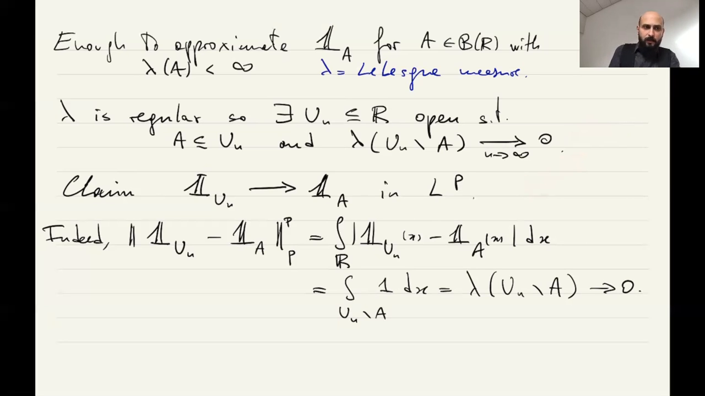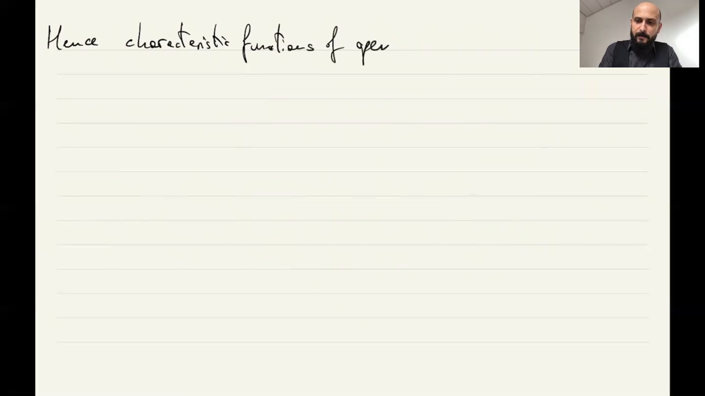And what is it that we conclude? We conclude that hence characteristic functions of open sets approximate characteristic functions of arbitrary Borel sets.